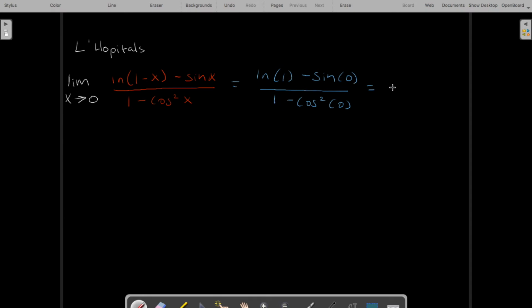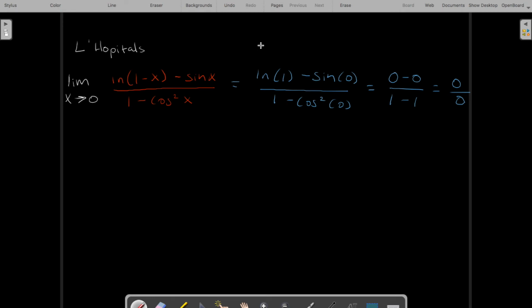And what you get is natural log of 1 is 0, sine of 0 is 0, 1 minus cosine squared of 0 ends up being 1, which equals 0 over 0. This is an indeterminate form, and you don't know what the limit is. Now, you could think that it just doesn't exist because of this, but sometimes it doesn't really mean that. Sometimes it actually ends up being where you have an answer.